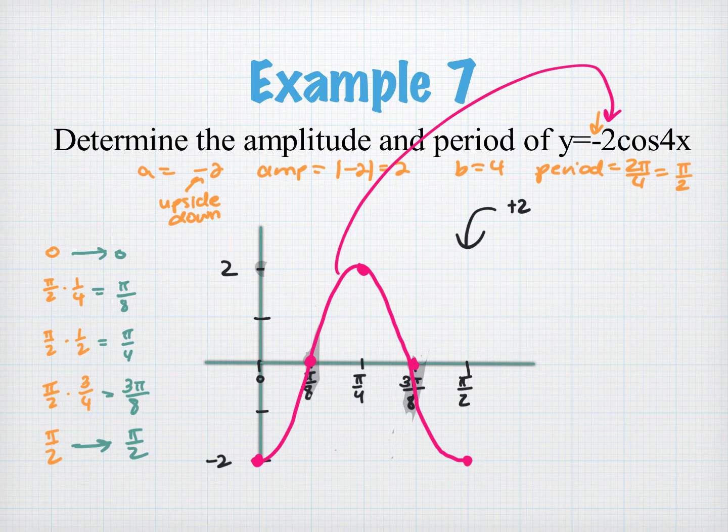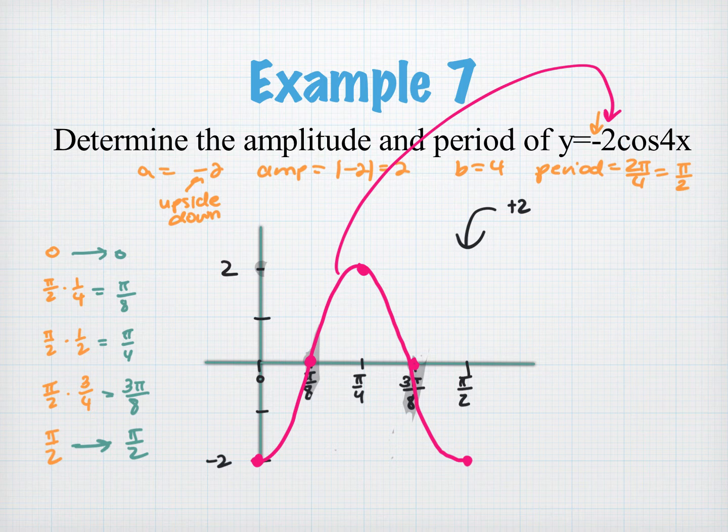All right, so it should have looked like this. Your A is negative 2, which means it flips it upside down. The amplitude is still the absolute value of that, so it's positive 2. Amplitude will always be positive. The B was 4, because that's what's in between cosine and x, and so the period is 2 pi over 4, pi over 2. Take that, multiply it times a fourth, a half, and 3/4. You get your middle 3 key points.